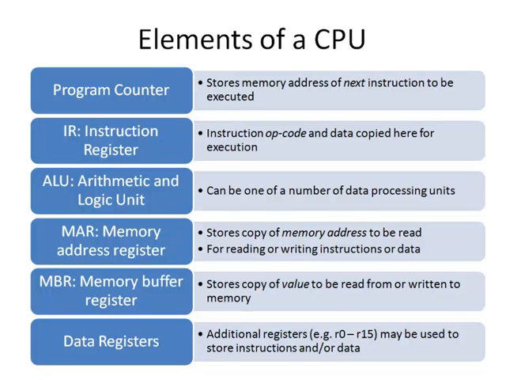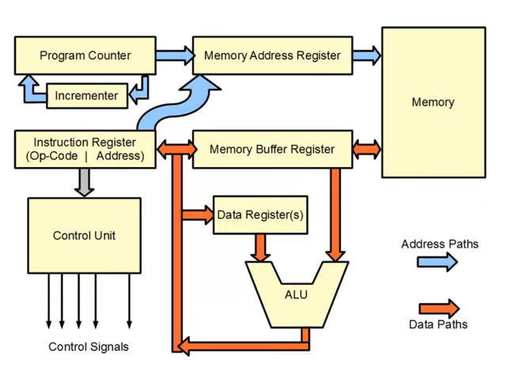And processors also typically have a number of data registers. Say, for example, it has 16 registers, they may be register 0 through to register 15. And these may be used to store instructions, but more commonly are just used to store data that the CPU is going to operate on.